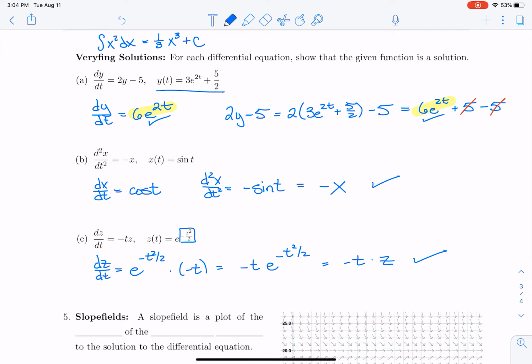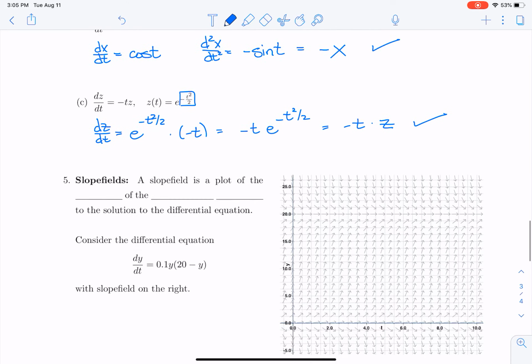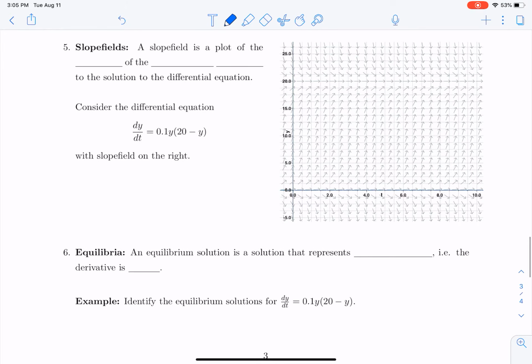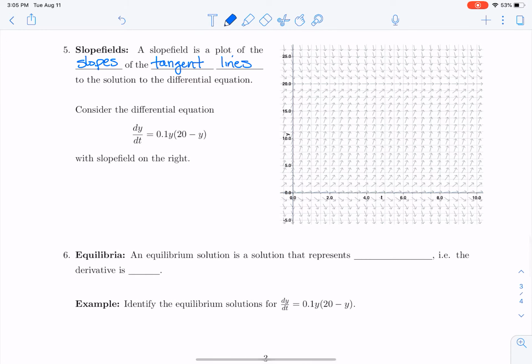I want to finish up this video by talking about something that's really important for analyzing differential equations, and that's what's called a slope field. A slope field is a plot of the slopes of the tangent lines to the solution of the differential equation. That's called a slope field.